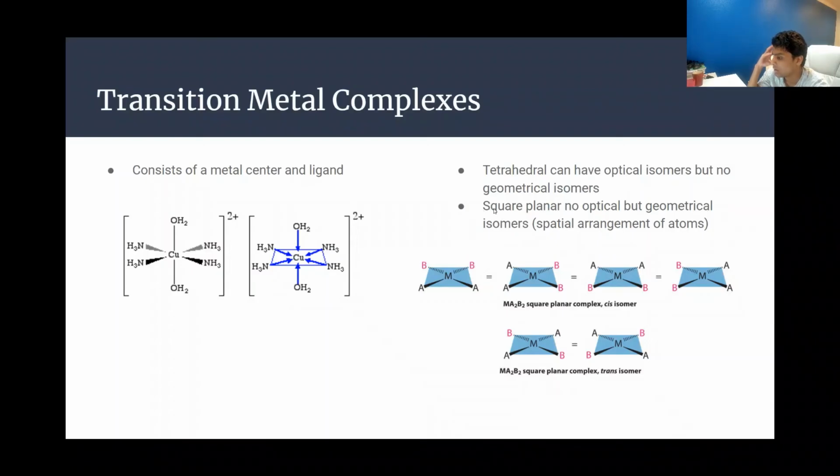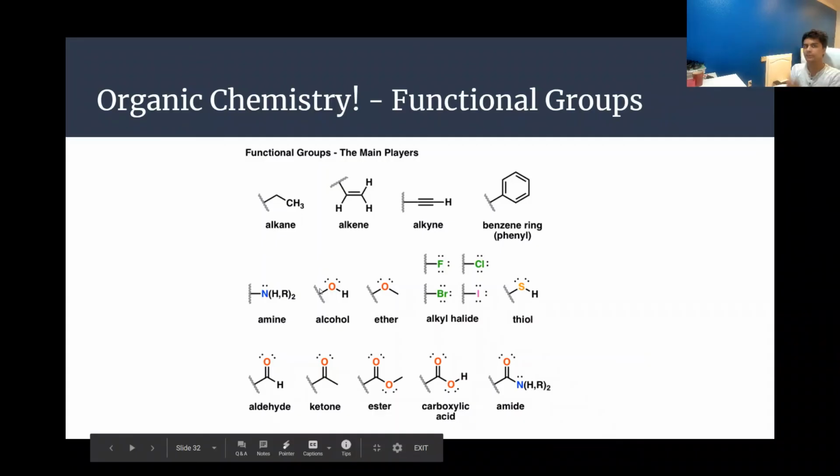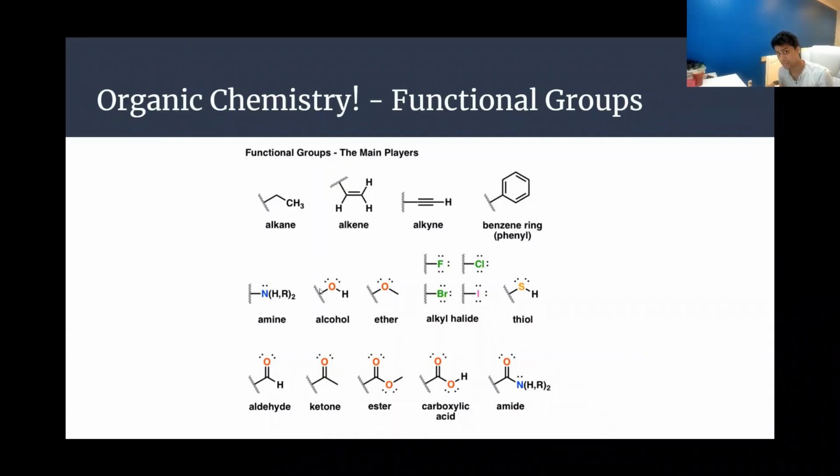And then square planar has no optical but geometrical isomers, so spatial arrangement of atoms. So we can have cis on one side or trans on opposite sides. Organic chemistry, let's go. I know I've been excited for this.